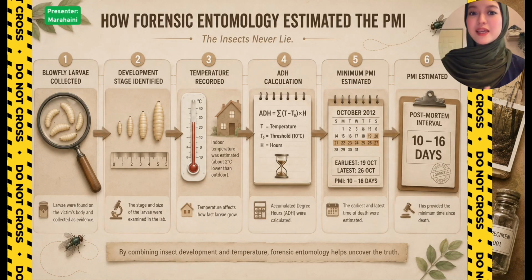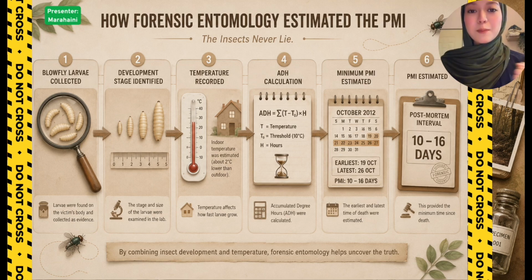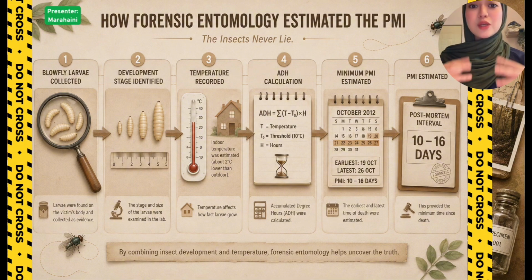Based on this slide, this is how forensic entomology estimated the PMI. In this case, the researchers estimated the PMI by investigating the larvae found on the victim's body. They determined the larvae's developmental stage and combined it with the indoor temperature by using the accumulated degree hours, or ADH, method. Therefore, this allowed them to estimate the minimum time since death.